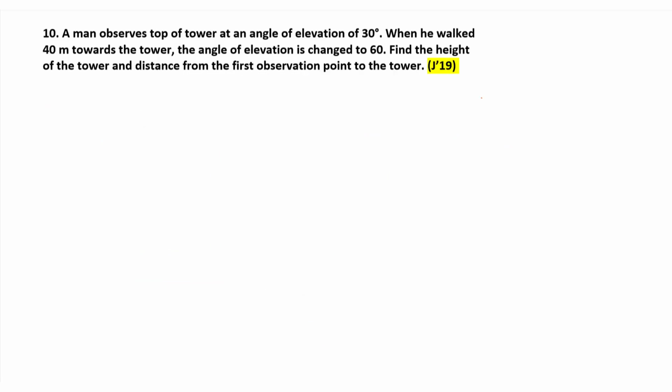10th question is, a man observes the top of a tower at an angle of elevation of 30 degree. When he walked 40 meters towards the tower, the angle of elevation changed to 60 degree. Find the height of the tower and the distance from the first observation point to the tower.